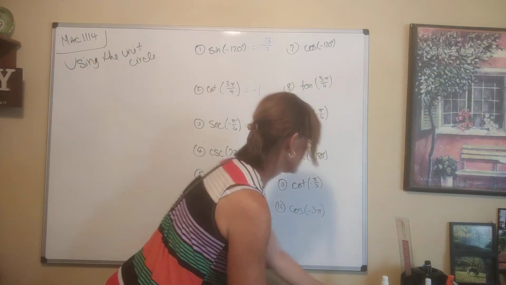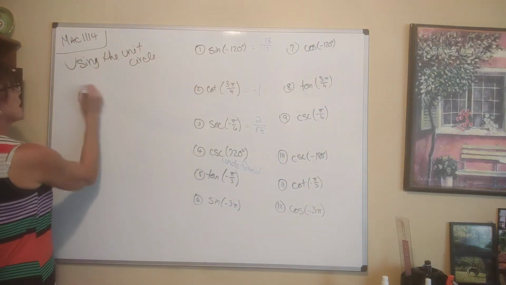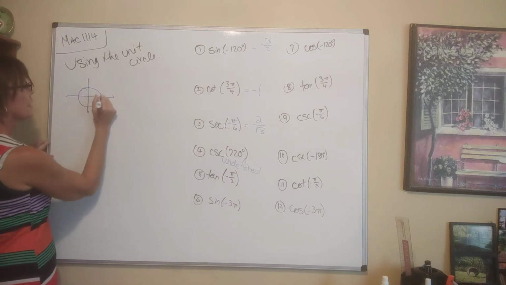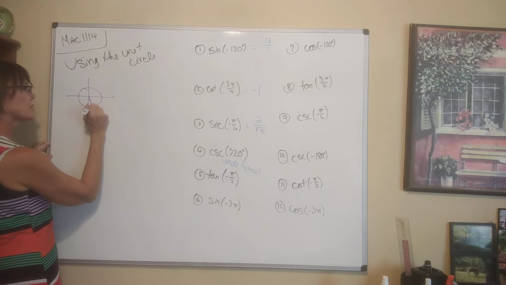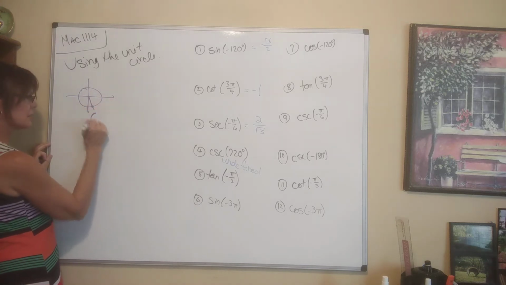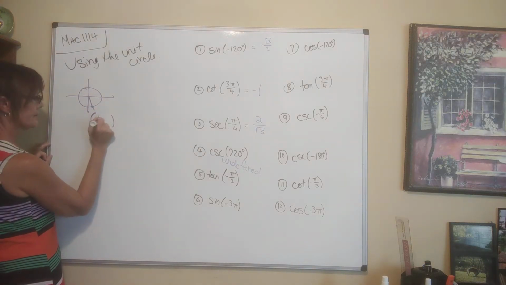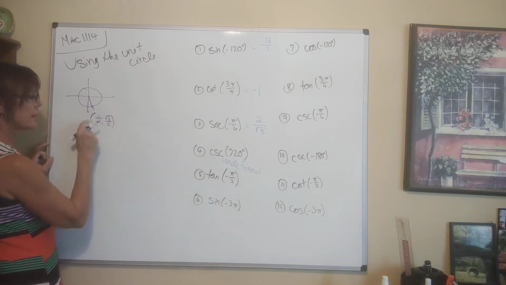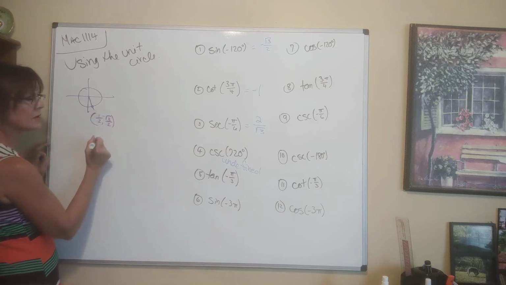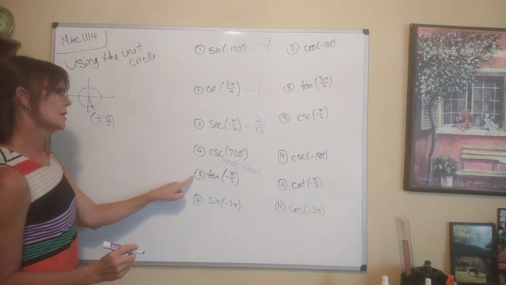Negative pi over 3, where is that? Here's my circle. Negative pi over 3 is going to be, this is negative pi over 6, this is negative pi over 3. It's right here. All right, so this is one where the x is short and the y is long. But we're in quadrant 4, so x is positive, y is negative. And so that's what I'm looking at for negative pi over 3.